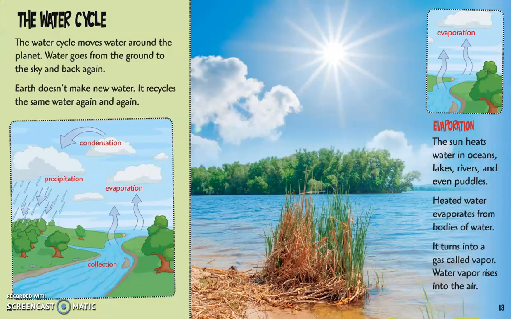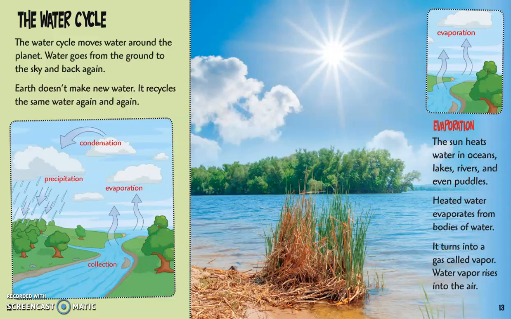The water cycle. The water cycle moves water around the planet. Water goes from the ground to the sky and back again. Earth doesn't make new water. It recycles the same water again and again.